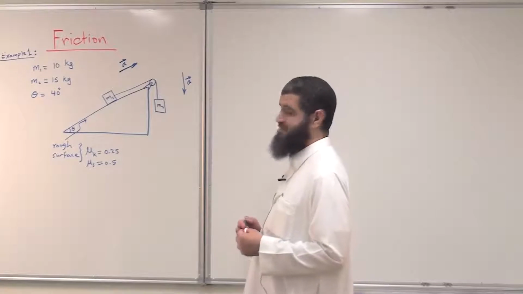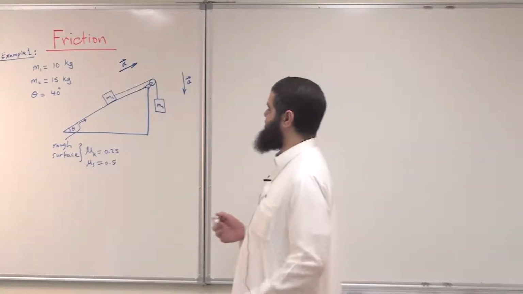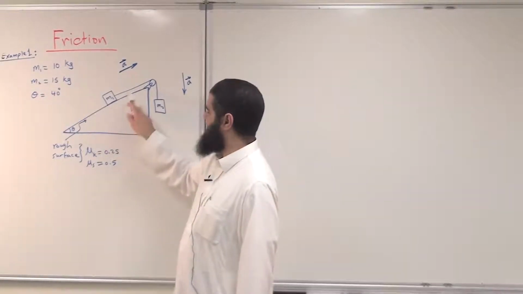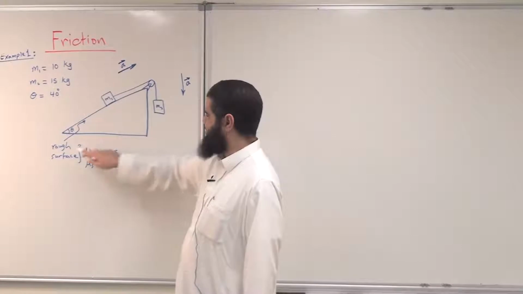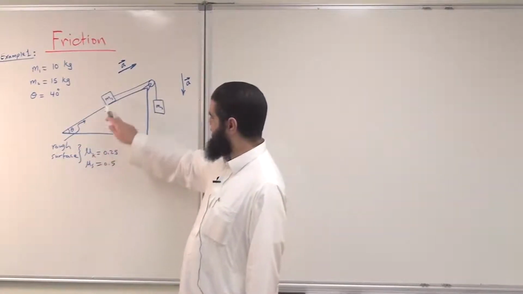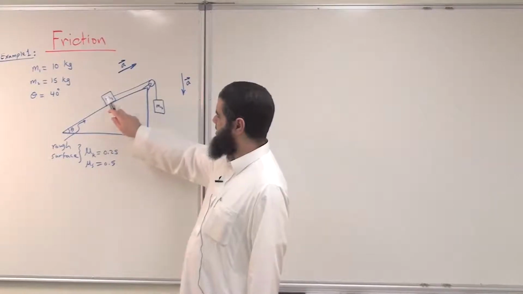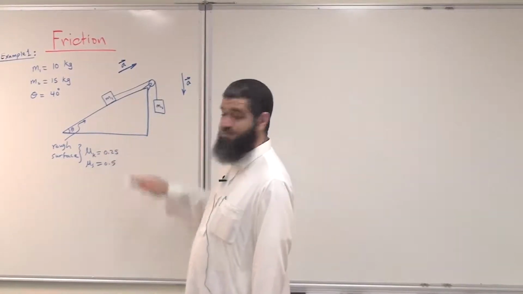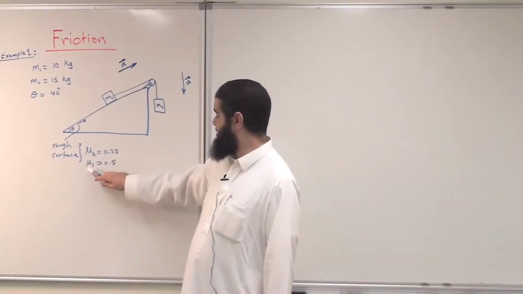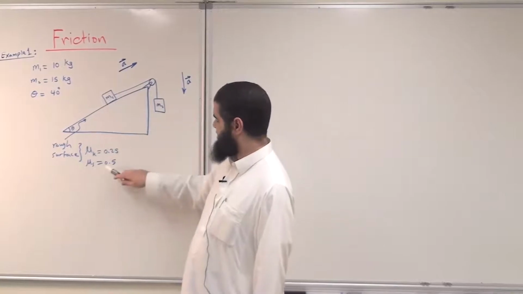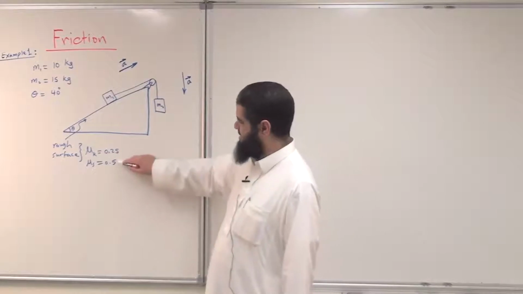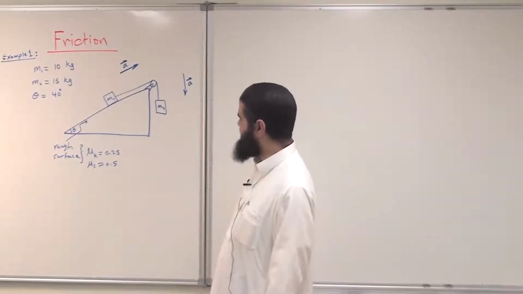Now, dear student, it is time for examples on friction, motion with friction involved. Okay, so this is our first example. We have two masses, M1, which is 10 kilogram on an incline, and this incline is a rough surface. The coefficient of kinetic friction between M1 and this surface is 0.25, and mu s, the coefficient of static friction between the same two surfaces, is 0.5. As you can see, mu s is greater than mu k for the same surfaces.